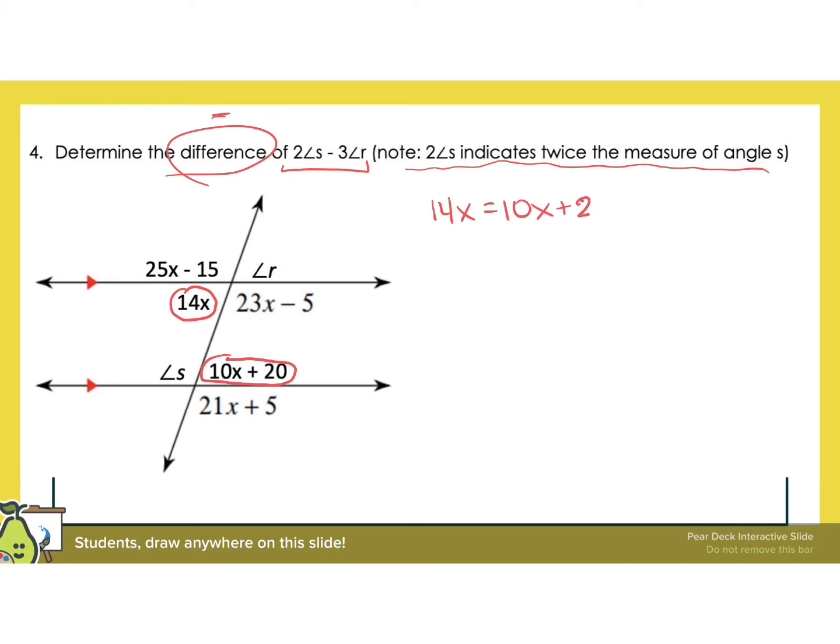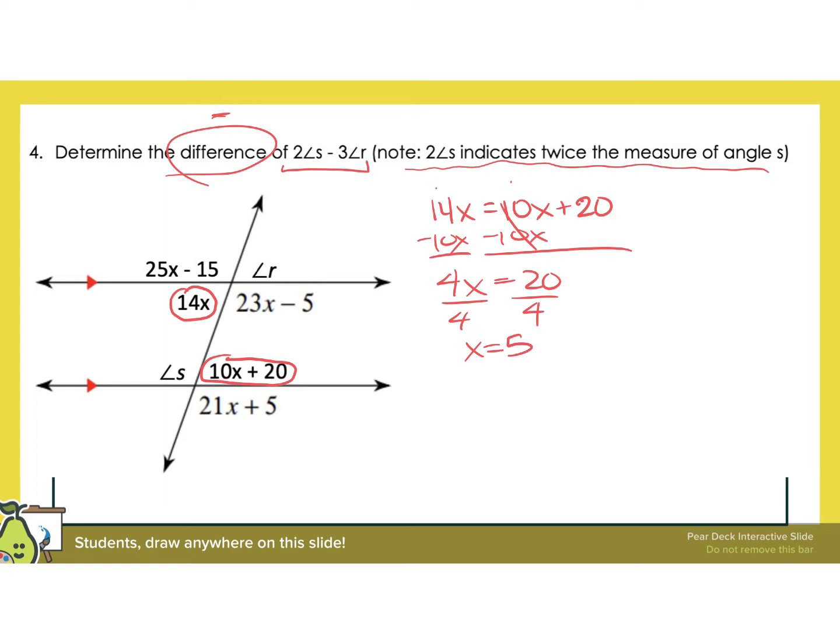Oh, plus. So this is how I'm starting. I don't know how you started, but we should all get the same value for x no matter what we did. I need my variables on the same side. I'm going to choose the smaller one and get rid of it. 4x equals 20. X equals 5. So no matter what, you should have gotten x equals 5, but not the question.